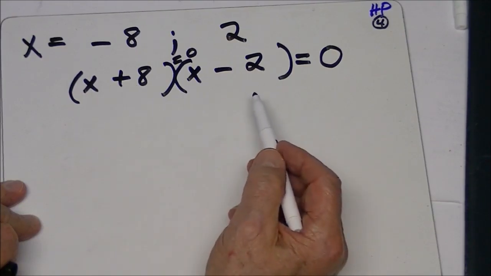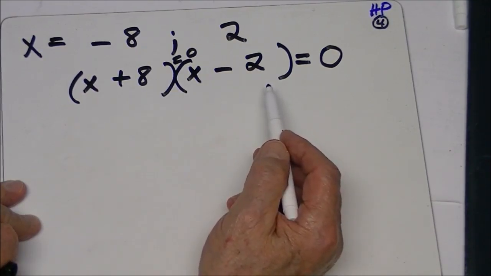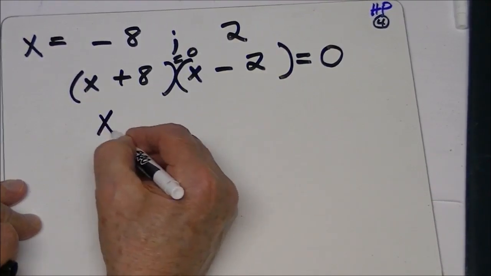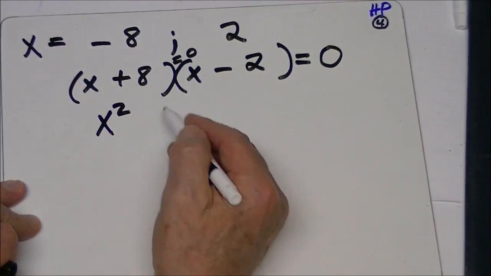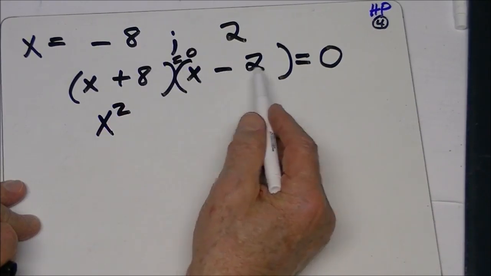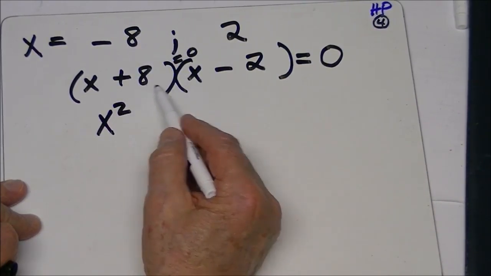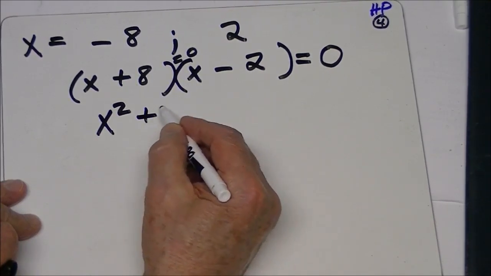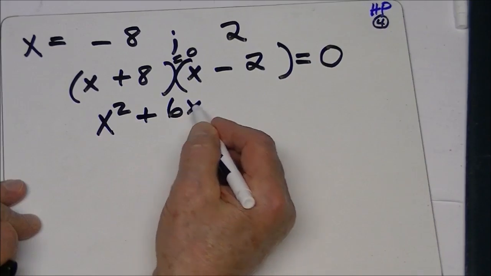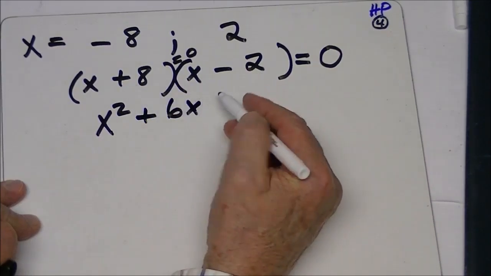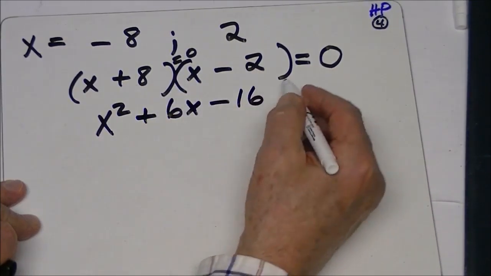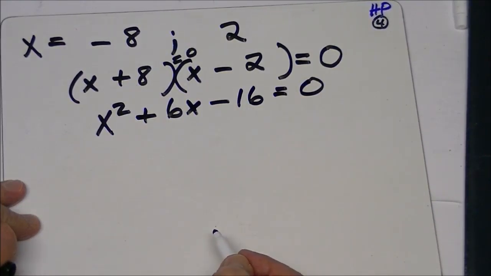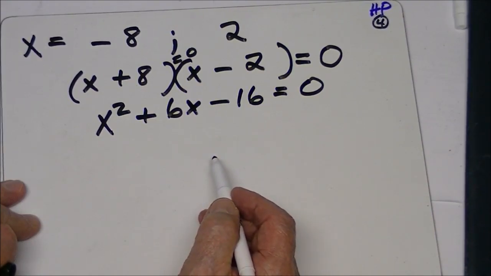But what was our original equation? This is in factored form. So here we'd have to FOIL this. X times x is x squared. Our outers are a -2x. Inners a +8x, which would leave us with a +6x. And our last term, -16, equals 0. So that is our answer.